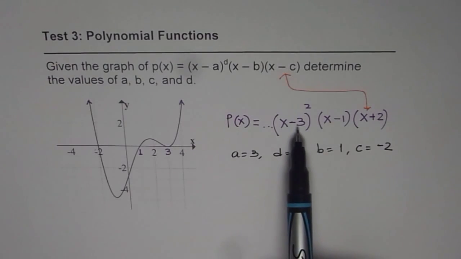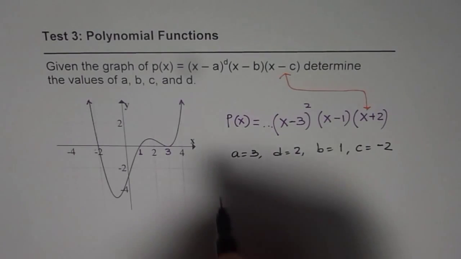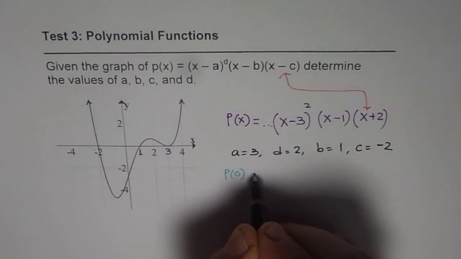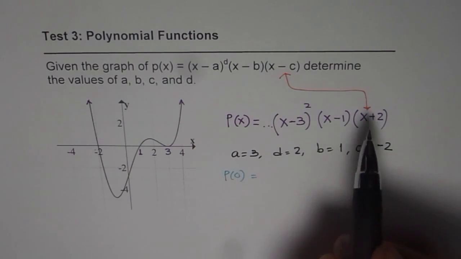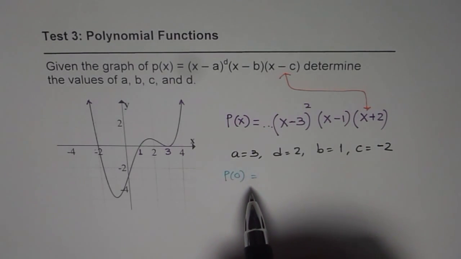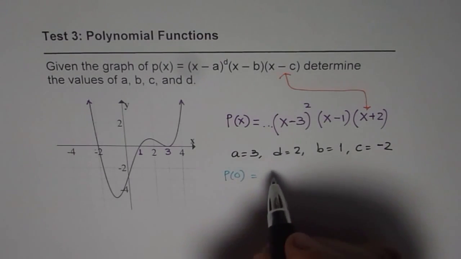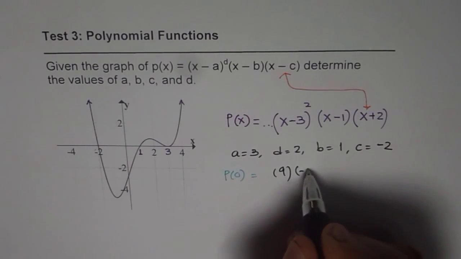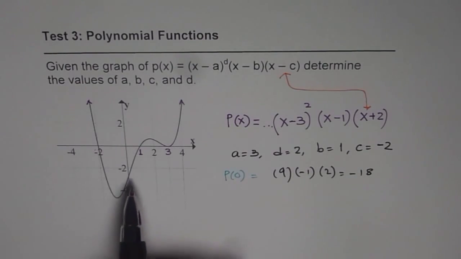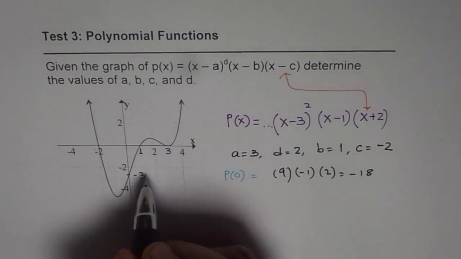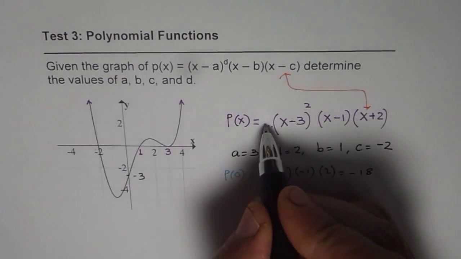And if you multiply these points, since we took these points, right? If x is 0, what is p of 0 equal to? Well, we have already answered the question, but I'm extending it. P of 0 for us in this particular case is 3 squared, which is 9, right? So we have 9 here, times minus 1, and then times 2, so we have minus 18. However, the point shown here is minus 3 and not minus 18, correct?